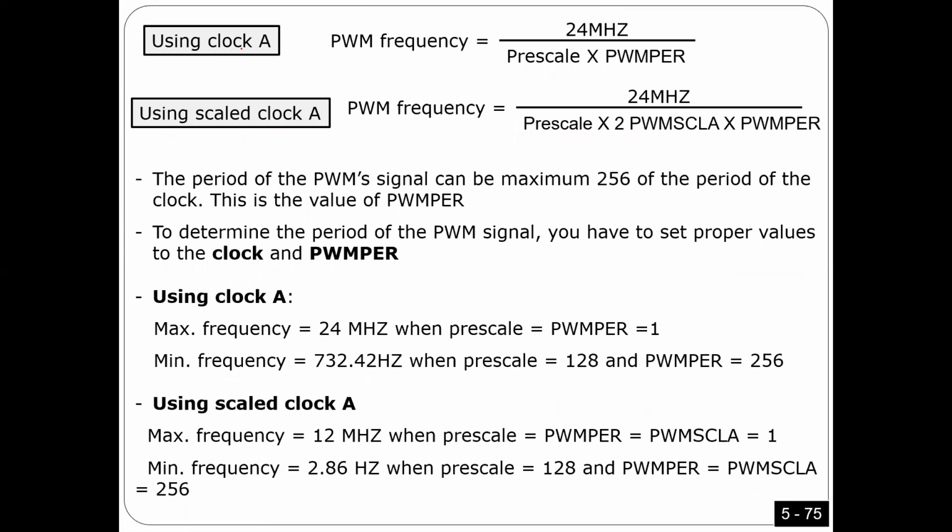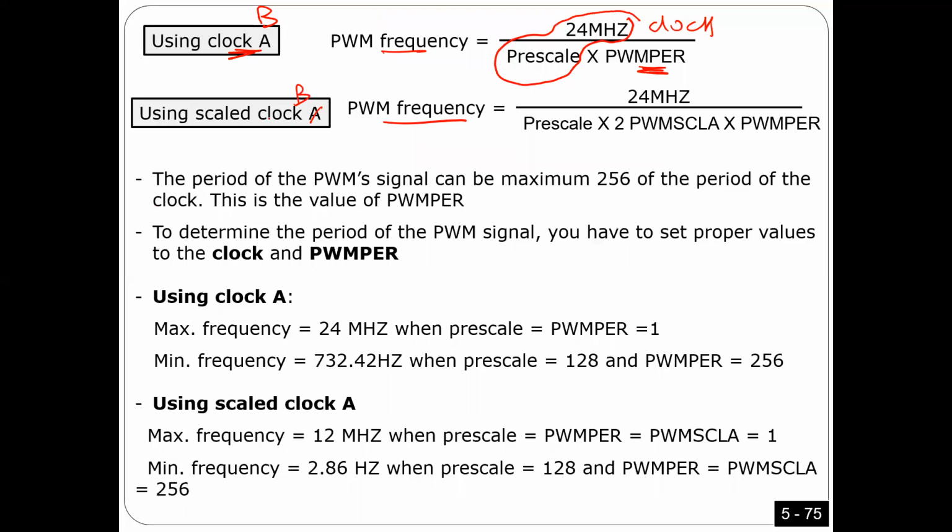If you use clock A or clock B, by the way, they're almost the same. Or if you use scaled A or scaled B, this is the formula. Pulse width modulation frequency should equal 24 megahertz divided by prescale. Remember, this is the clock frequency. And this clock frequency, I'm going to divide it by the period, as I said before, okay?